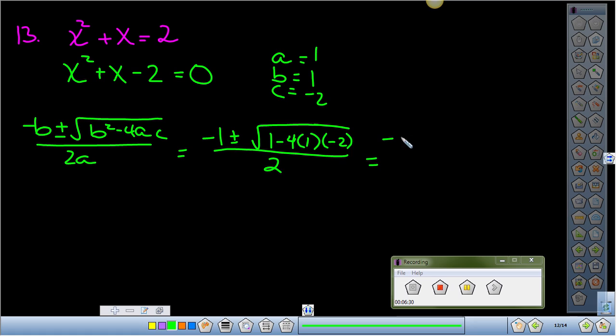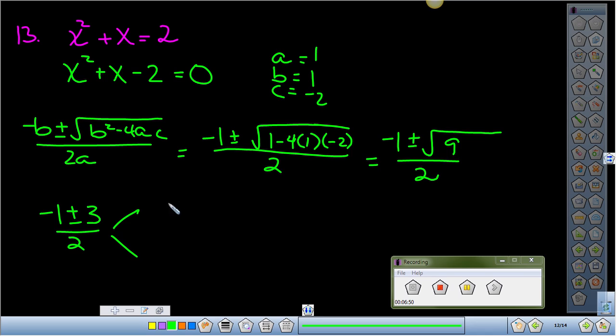And now when I clean up that radical, I'm going to get negative 1 plus and minus the square root of 1, or actually that's going to be a plus 8. So that's going to give me a 9 over 2. The square root of 9 is 3, so that gives me negative 1 plus and minus 3 over 2. And I need to break these out into two separate answers. The first answer is negative 1 plus 3 over 2. And the second answer is negative 1 minus 3 over 2. And that is obtained because you have that plus and minus there. This is equal to 2 over 2, which is 1. And this is equal to negative 4 over 2, which is equal to negative 2. So those are your two answers.